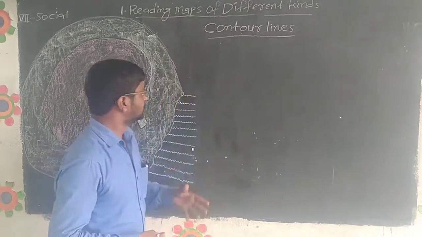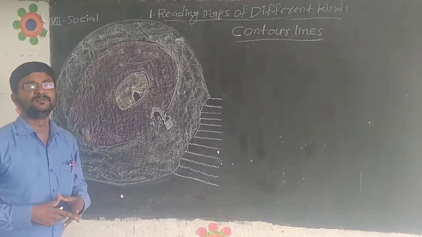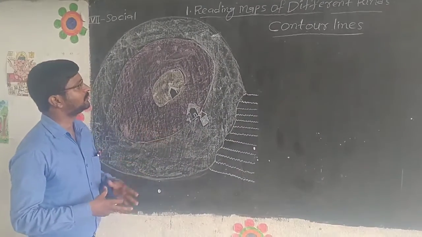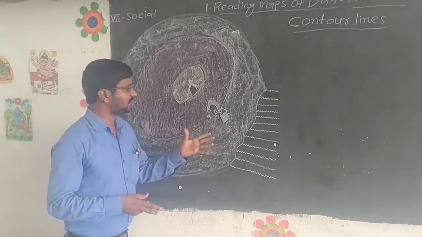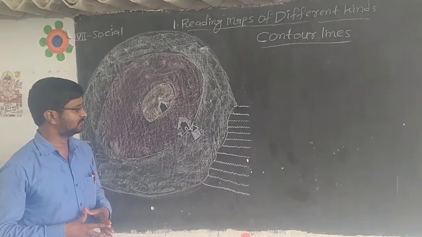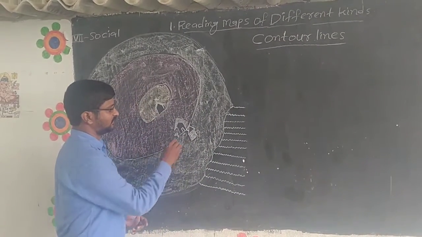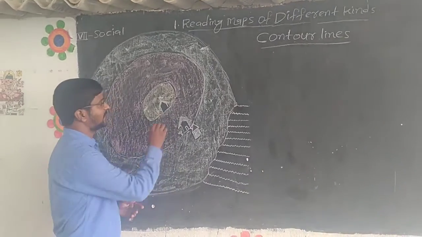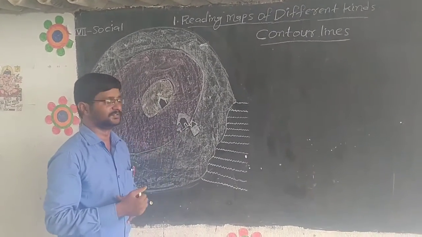So here, this is not a picture. What is this? This is a map of Nimpur village. See, if you observe here carefully, there are three height zones in this map. This is one height zone, this is another height zone, and this is the third height zone. So this map is classified into three height zones.